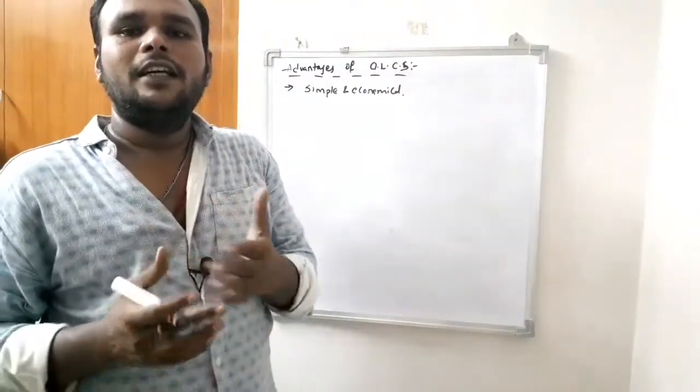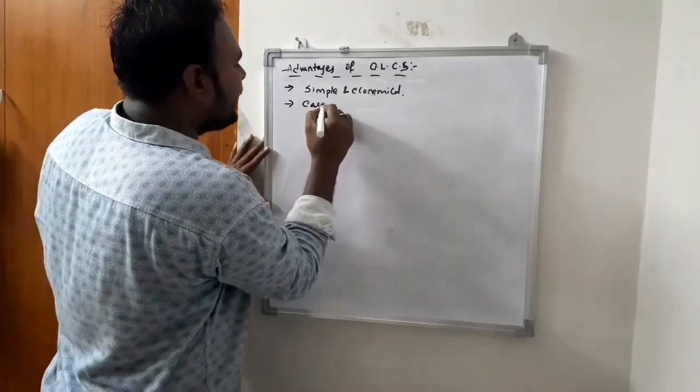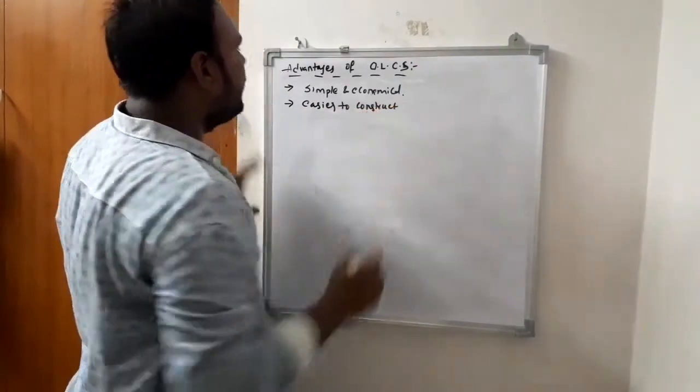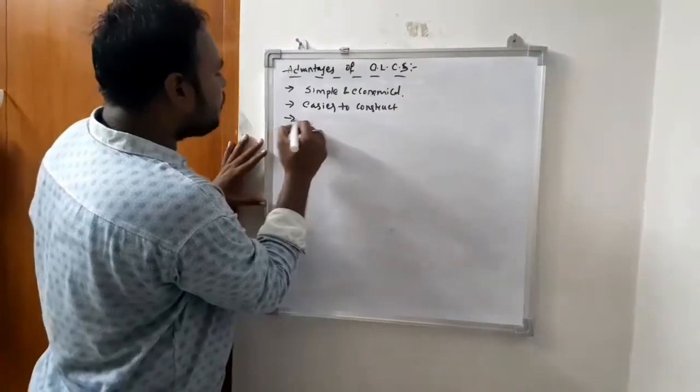The second one is that open loop systems are easier to construct. The open loop systems are easier to construct, and the open loop systems are more stable.